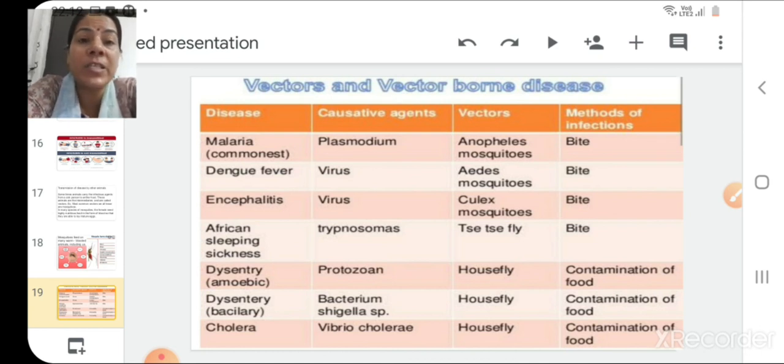Another disease is dysentery, also known as amoebic dysentery, and the causative agent in this disease is a protozoan. This disease is generally spread by the housefly, and the method of infection is contamination of food. Very small children often suffer from amoebic dysentery. And the last disease mentioned in this table is cholera, which is caused by Vibrio cholerae, and the vector involved is the housefly, and it is spread by contamination of food.